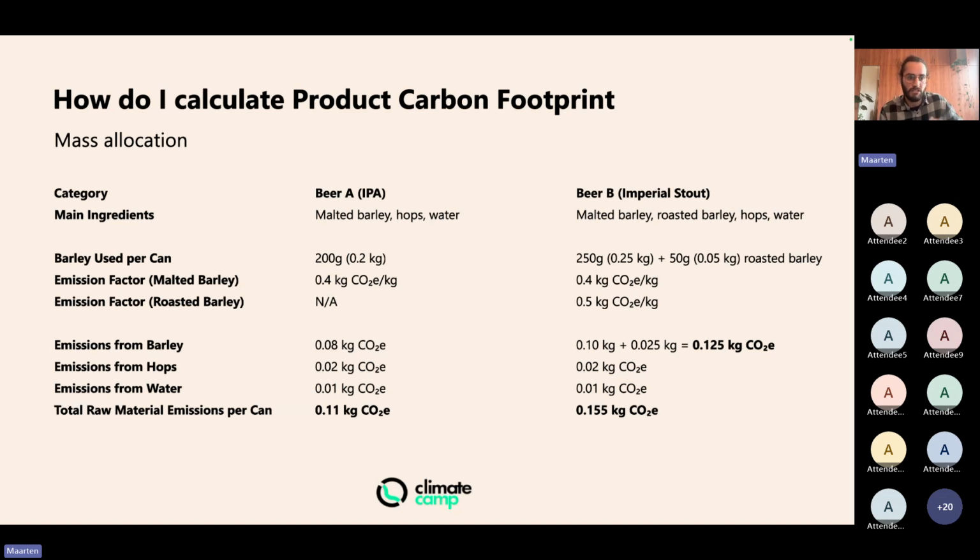Here we need to get the emission factors for both of these barleys and then calculate them into the result. So we need to calculate everything up, multiply the emission factor times the grammage or the kilograms that are used. And then we come up to a total raw material emissions per can. Here it's 0.11 kilograms of CO2 equivalent. And for imperial stout, it's 0.155. Now we have calculated it per can.